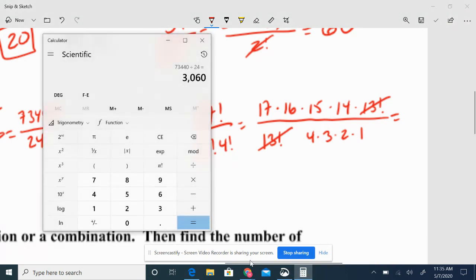All right, so on the top, I have 17 times 16 times 15 times 14. That gives me 57,120.